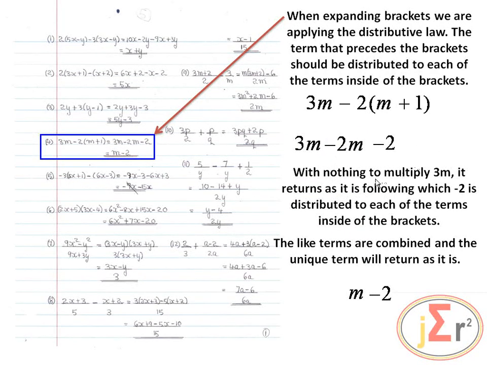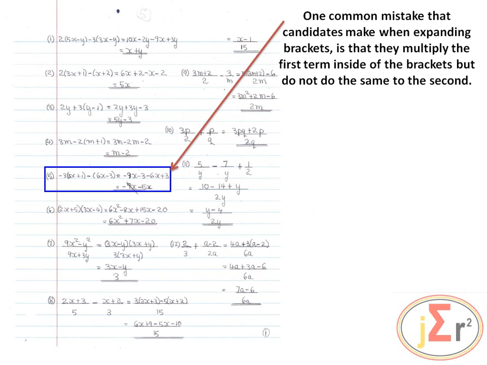One mistake that students make also is that they combine the like terms and they do not remember, or they do not consider to include that unique term, or if we have quite a few unique terms. One common mistake that candidates make when expanding brackets is that they multiply the first term inside of the brackets, but they do not do the same for the second one. We will not make that mistake here.